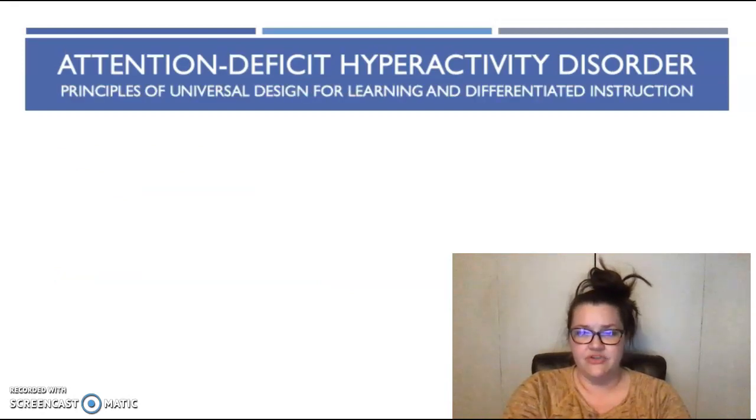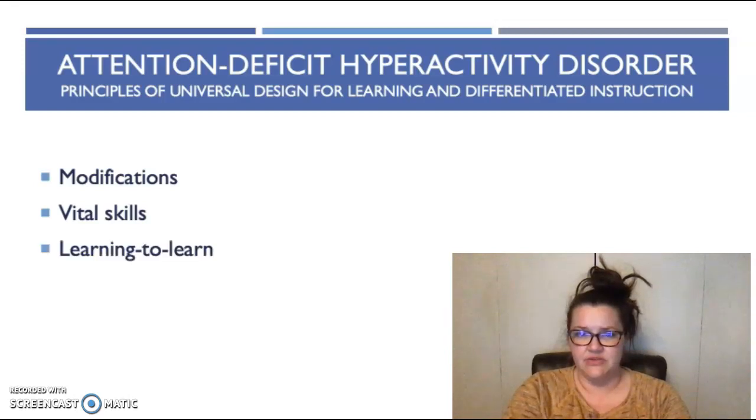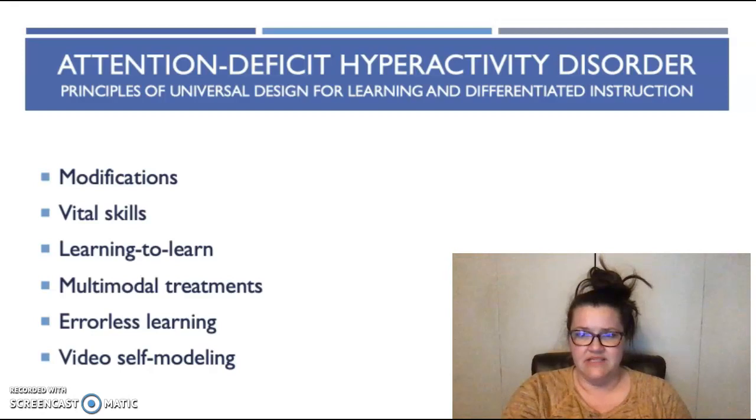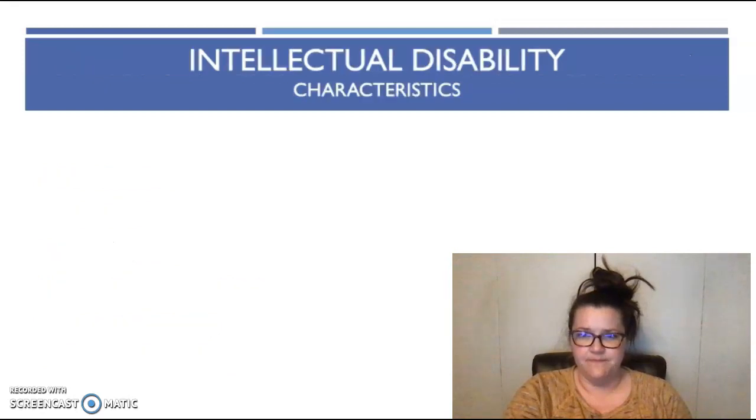For UDL and differentiated instruction, use classroom modifications, teach students organizational and goal setting skills, use learning to learn or self-regulation strategies, use multimodal treatments where medication and classroom behavior management are combined, use errorless learning to ensure that students acquire new skills without errors associated with trial and error learning. Finally, use video self-modeling to teach self-regulation and other skills.